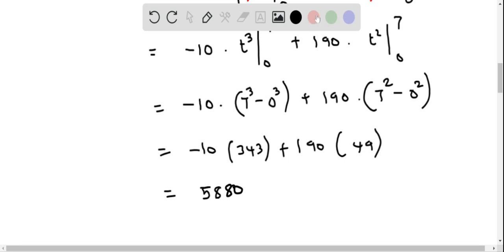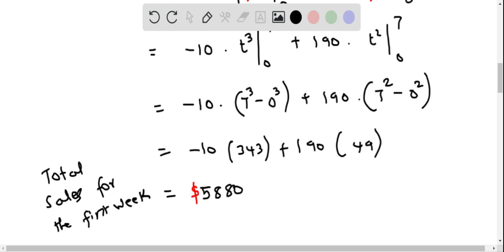And this is in dollars. So this is the total sales for the first week after the campaign ends.